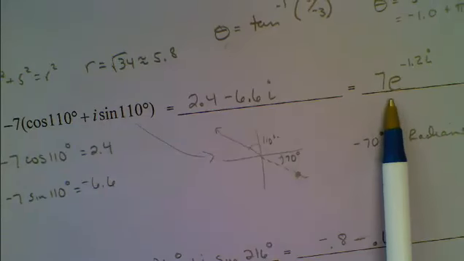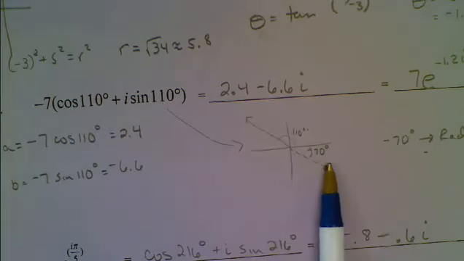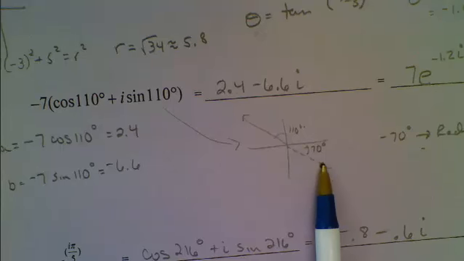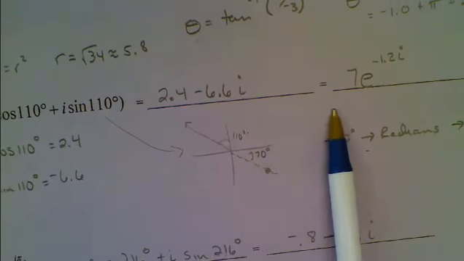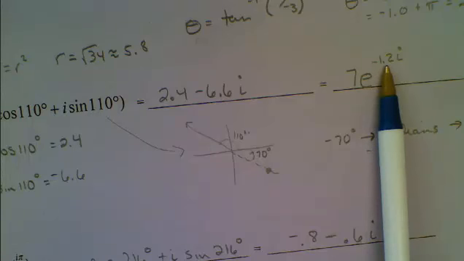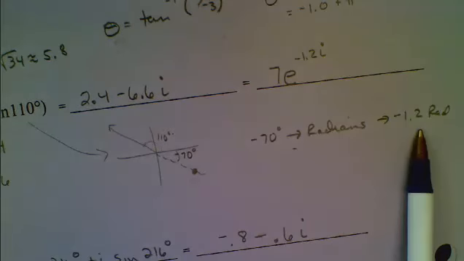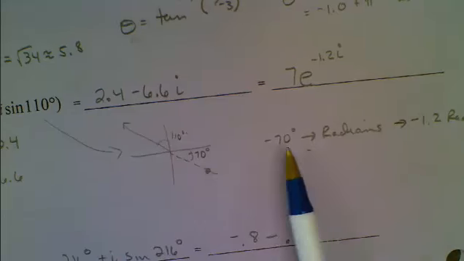To put it into exponential, because again I have to think about negative 70 degrees down here, my radius is 7. So it's 7e to the, now negative 70 degrees I converted to radians, and I got negative 1.2. I just used my calculator.